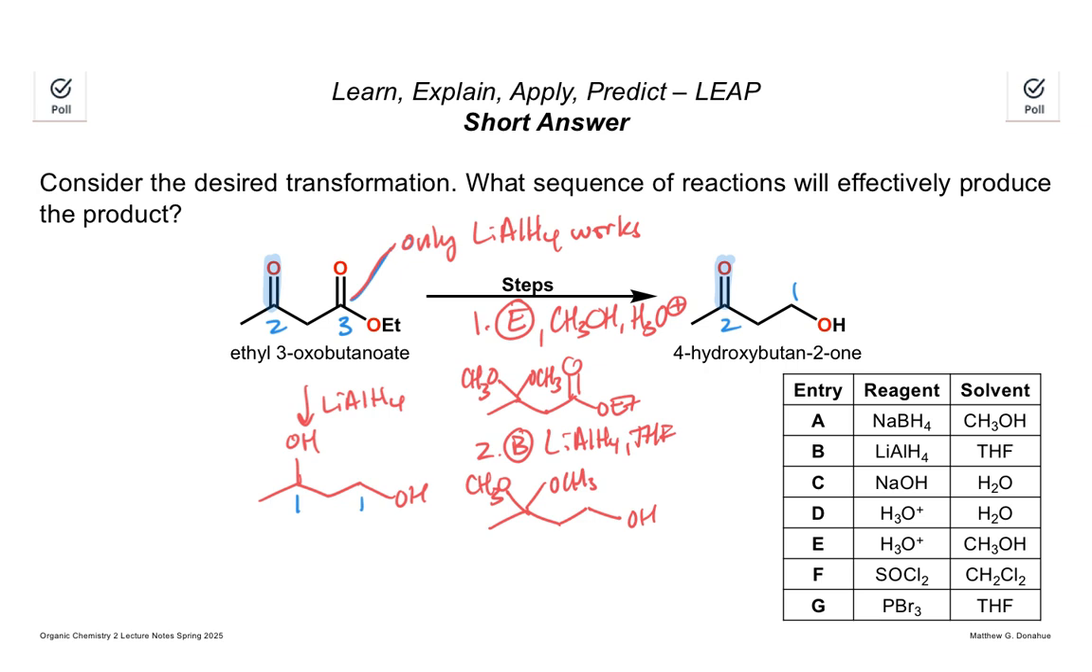And now in the last step 3, we can treat with conditions D, so we'll unmask that acetal back to the carbonyl group. So really what we're designing this around, we want to do the reduction, but then we have to add these 2 other steps, the protection and then the deprotection of the ketone.